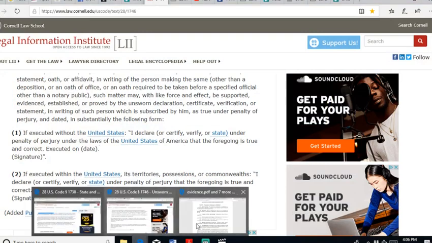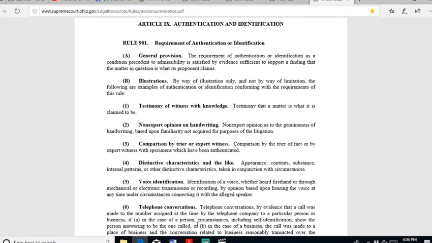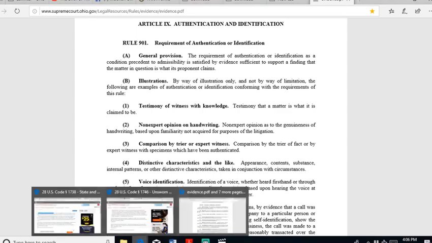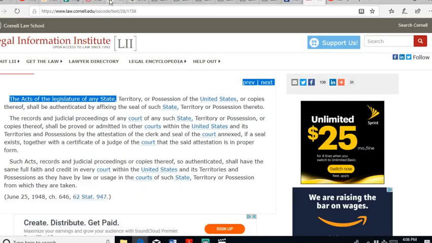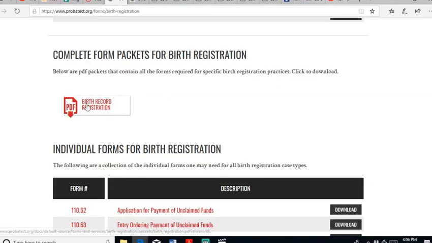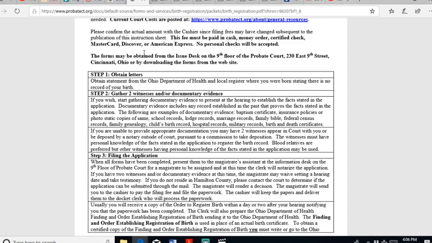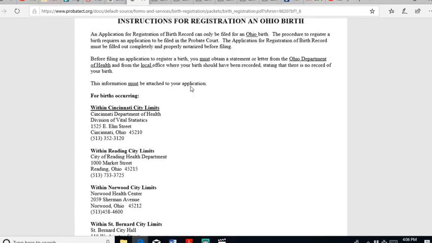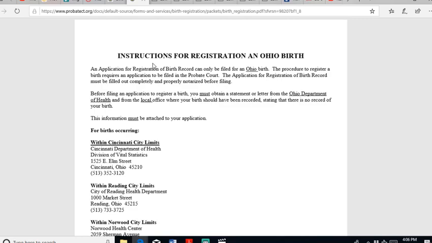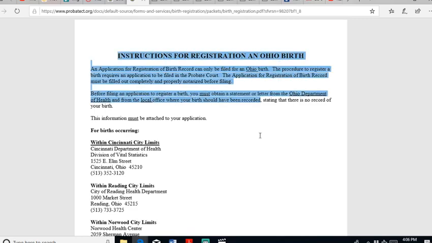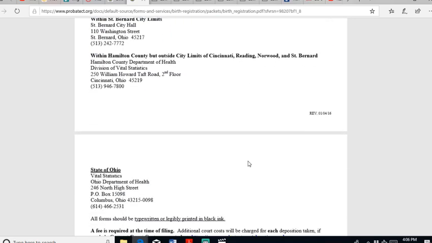So let's go back to the probate court. Let's go back. Probate. Birth record registration. You can do it right in probate. I got the packet. Here's all the stuff that you need right in here to follow, and this is what I'm trying to tell y'all, Moors, y'all got to follow these daggone instructions.